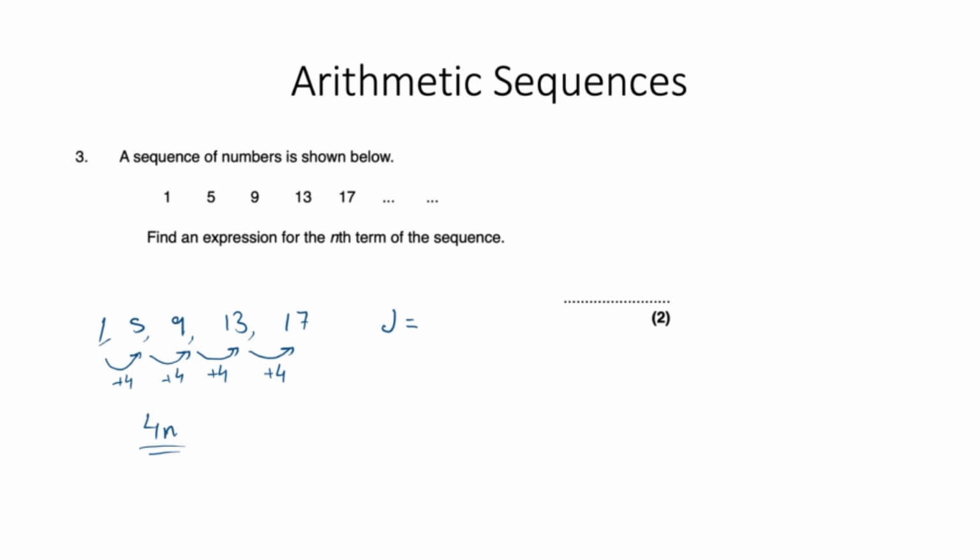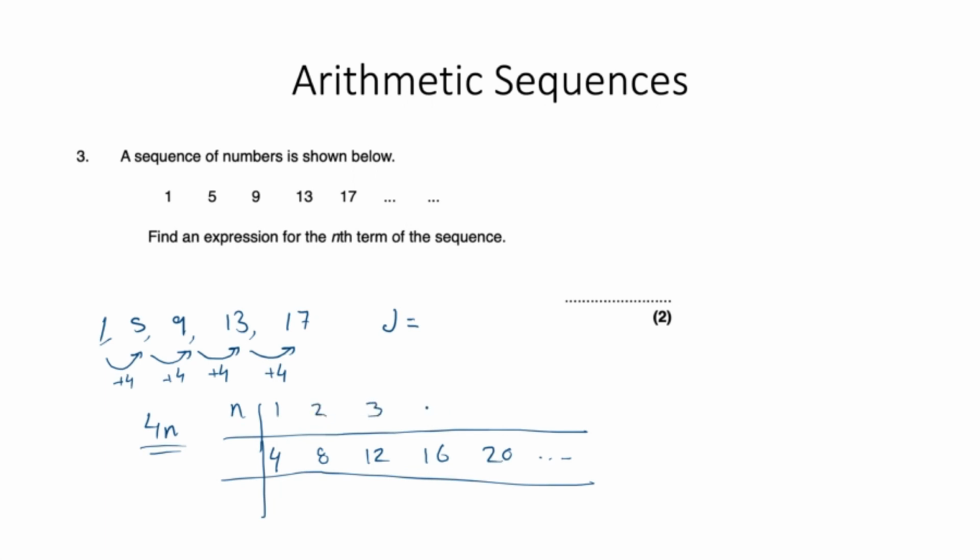It's not done yet, because the sequence for 4n would be 4, 8, 12, 16, 20 and so on. Why is that? Because if n is 1, then 4n is 4. If n is 2, then 4n is 8. If n is 3, then 4n is 12. So you have your n values 1, 2, 3, 4 and 5, and you have 4n. If n is 1, 4n is 4. If n is 2, 4n is 8. If n is 3, 4n is 12.